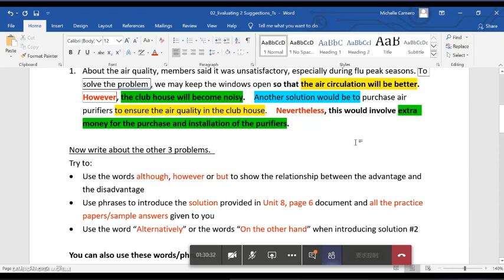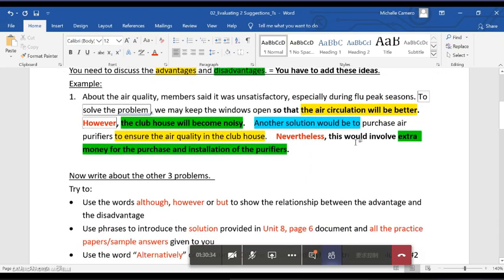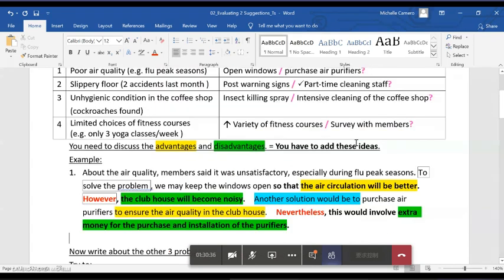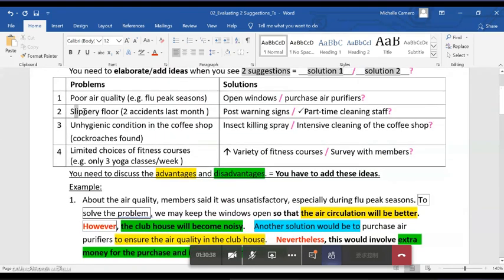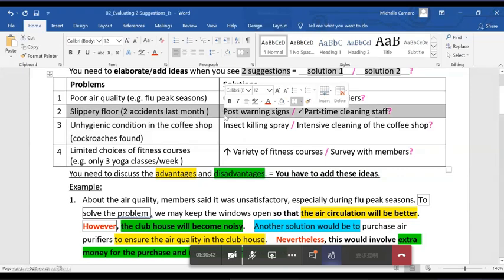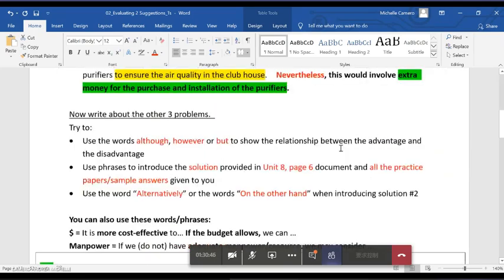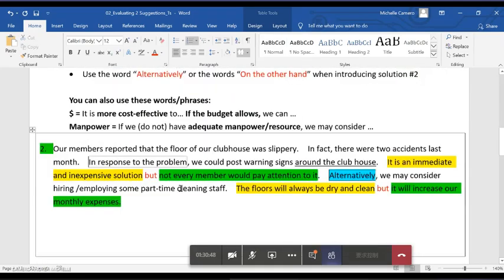Because we don't have a lot of time, I'm just going to give you the answer and we're going to highlight things together. For problem 2, it's slippery floor. More information is 2 accidents last month. Possible solutions: post warning signs, or part-time cleaning staff. Let's see what that looks like. Here it is highlighted for you. It says our members reported that the floor of our clubhouse was slippery. In fact, there were 2 accidents last month. In response to the problem, we could post warning signs, that's solution 1, around the clubhouse.